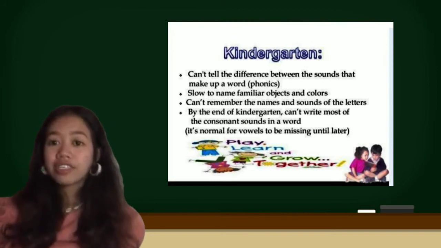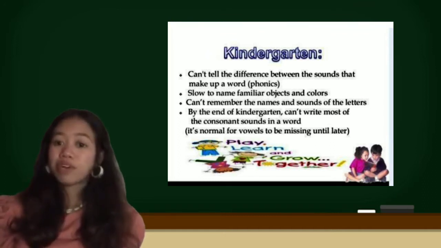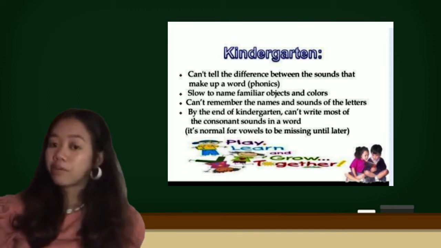Kindergarten, a class for children usually from 4 to 6 years old. So the first one is can't tell the difference between the sounds that make up a word. So in this phase, some of the kindergarteners can't tell the difference or recognize the sounds that make up a word. And the second one is slow to name familiar objects and colors. So this is where the child or the learners are very slow in naming objects and colors.